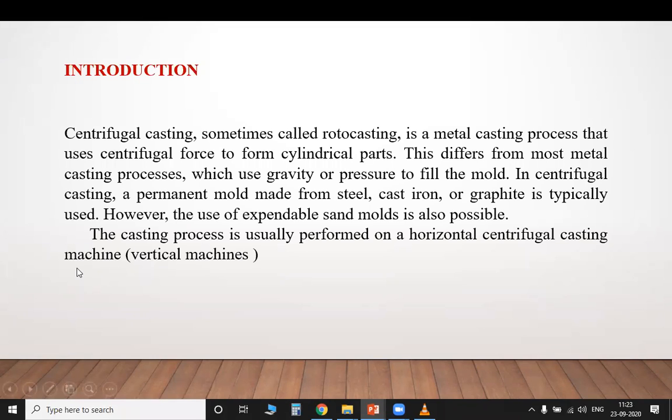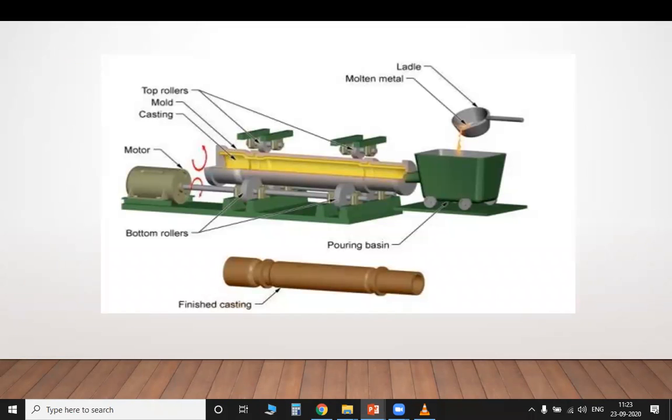In the outside world, there are two types of centrifugal casting. One is horizontal centrifugal casting and the other is vertical centrifugal casting. Not only horizontal, we can also see vertical centrifugal casting machines. Clear? So this is the machine.